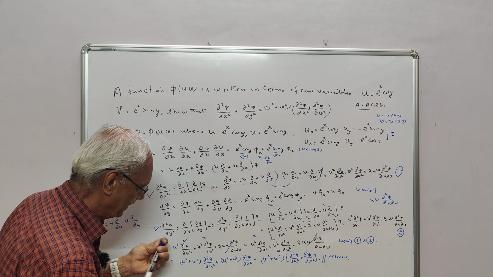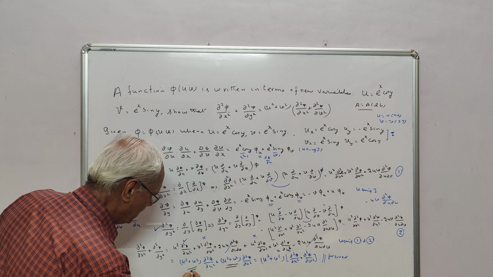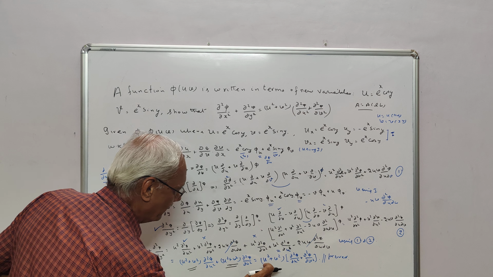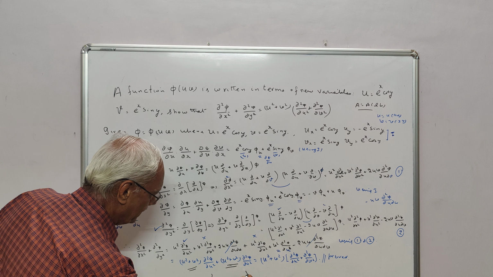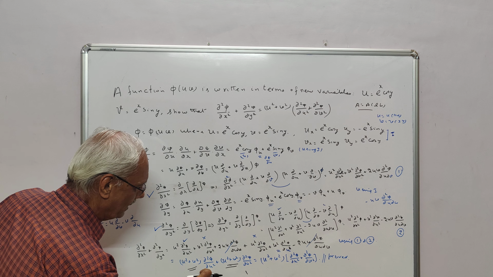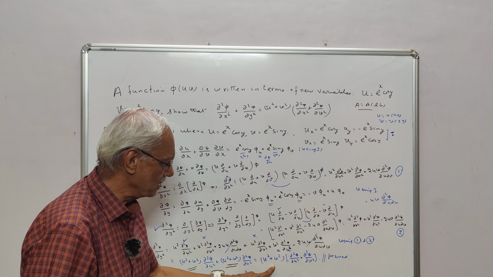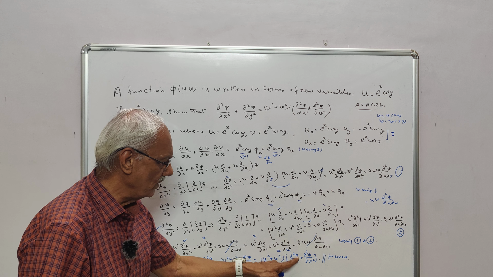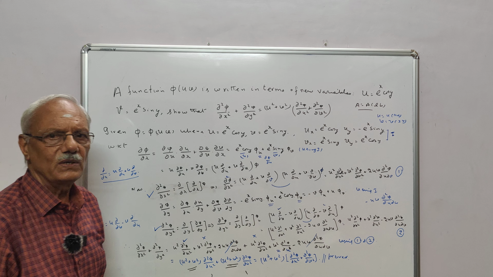So take the common factor outside. When you pull that outside, you get u squared plus v squared. What remains inside is ∂²φ/∂u² and ∂²φ/∂v². So the result that you get is u squared plus v squared into ∂²φ/∂u² plus ∂²φ/∂v². So we are able to get the result.